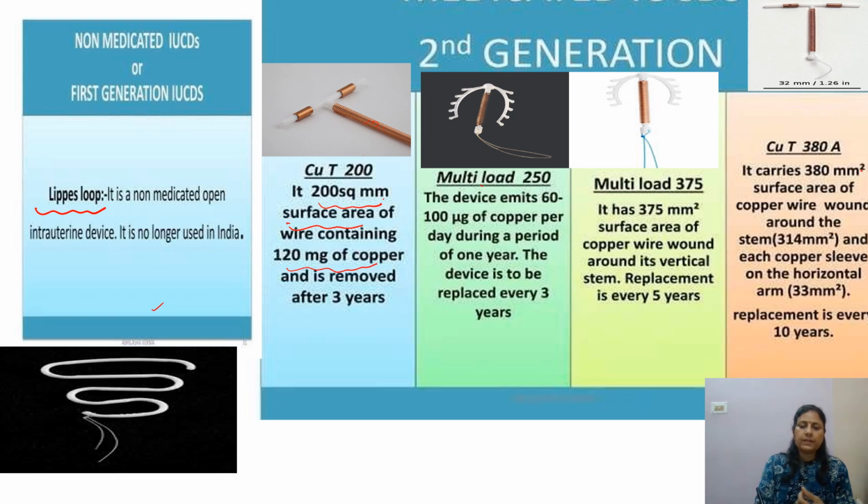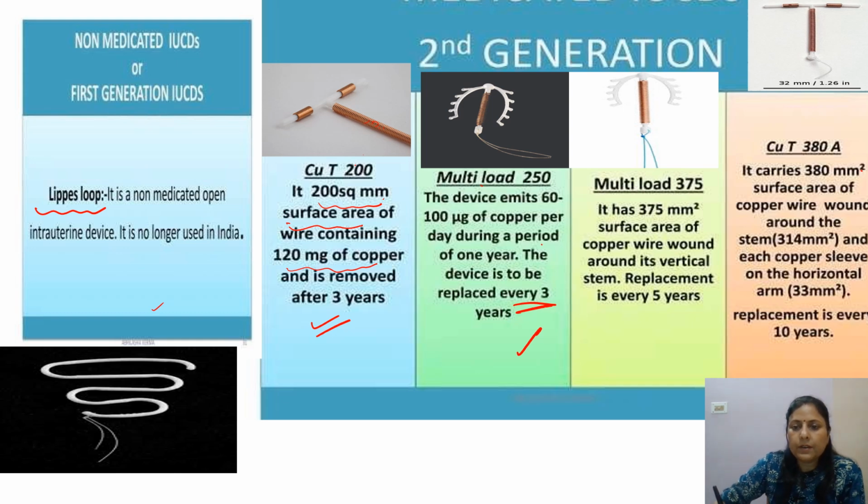It releases 120 milligram copper, and copper T is applied for 3 years. After that you have to remove it. Like multi-load is also provide protection for 3 years. Copper T 200, multi-load 250, they provide protection for 3 years.